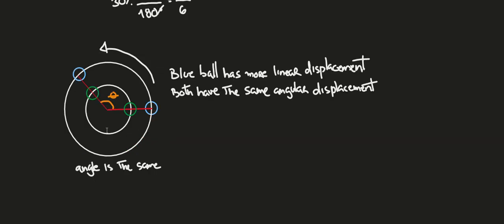And in this example, two objects are moving in a circular motion, but they have different radius. And we're asked what's the linear speed, where the object with the longer radius will have the longer linear displacement. But if we're asked about the angular displacement, both objects have the same angle, so it's the same angular displacement.